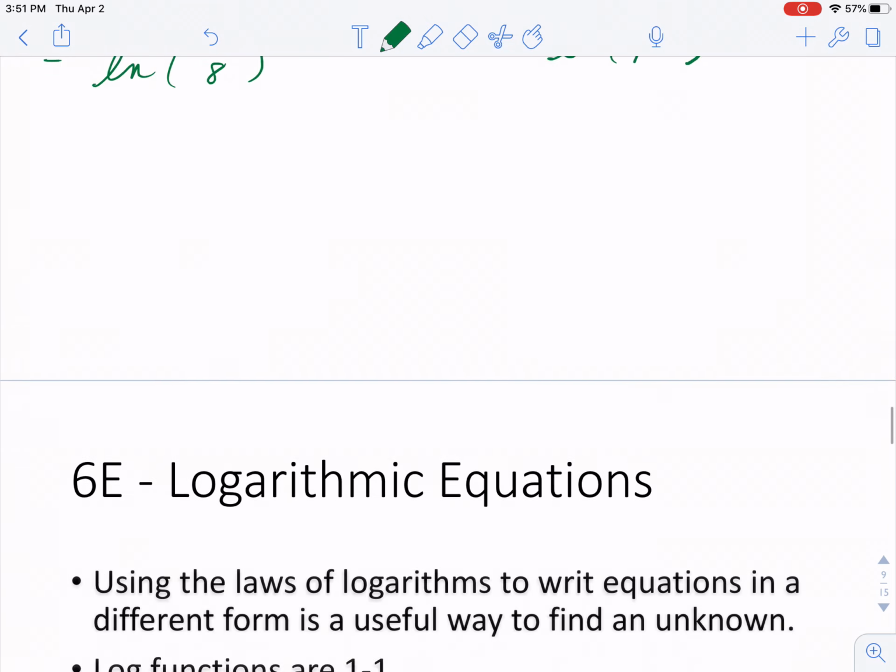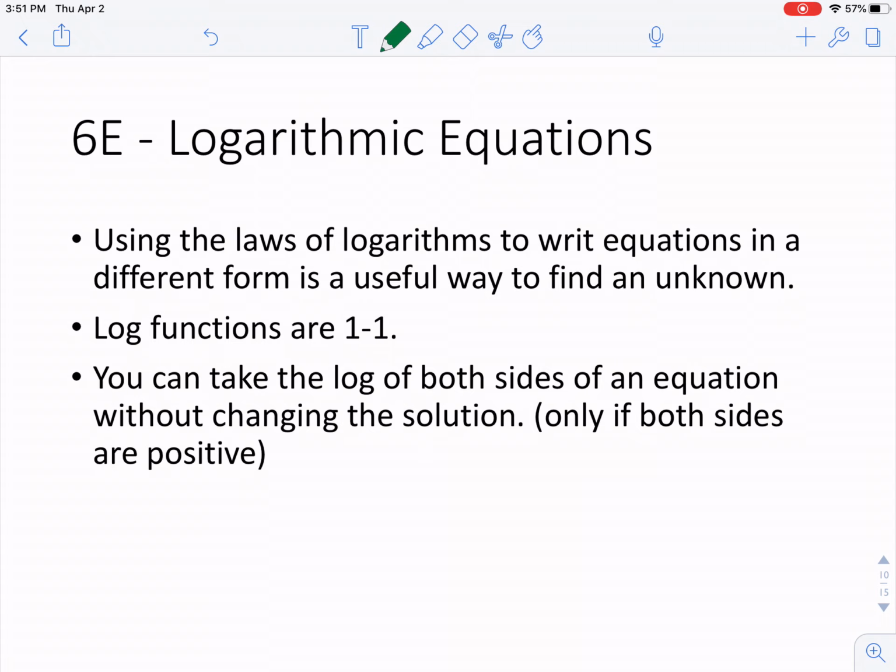So on to section 6E, which is logarithmic equations. So, quick note, using the laws of logarithms to write equations in a different form is a useful way to find an unknown. The cool thing about log functions is they are one-to-one, and if you remember from our previous units, one-to-one means that for each x there's exactly one y, and for each y there's exactly one x. You can take the log of both sides of an equation without changing the solution, provided that both sides of the equation are positive, because logarithms have a domain of x is greater than 0.